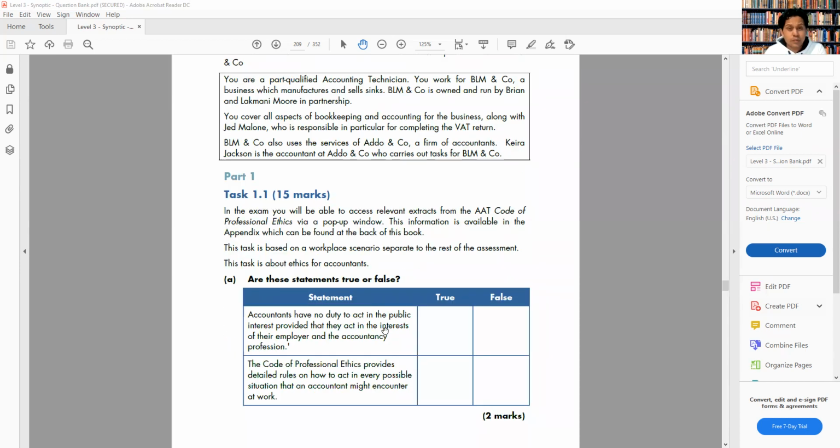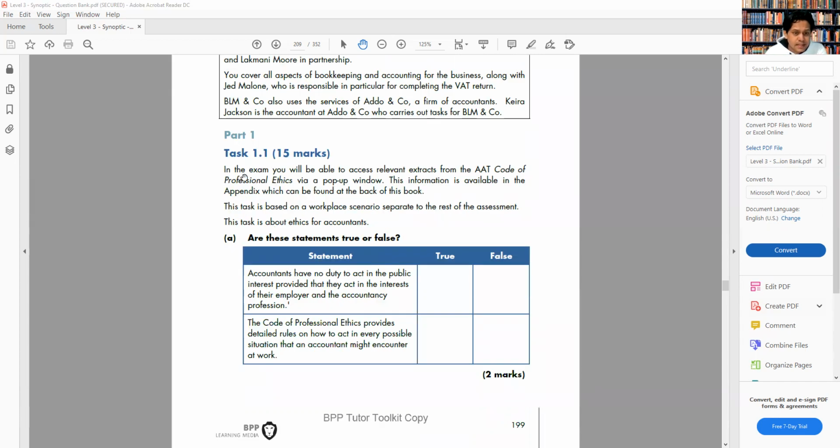Let's have a look. What is the requirement? What is the question here? The first task we have is for 15 marks. In this exam, you will be able to access the relevant extract from the AAT Code of Professional Ethics via a pop-up window. This information is available in the appendix, which can be found at the back of this book. This task is based on a workplace scenario separate to the rest of the assessment. This task is about ethics for accountants.